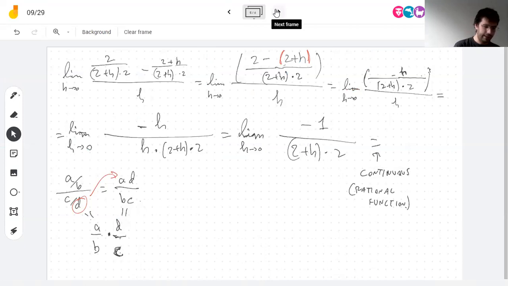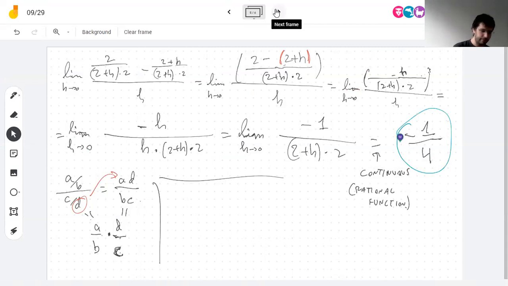I'm almost done. I have this rational function where I can plug in, and I can plug in 0, which makes me very happy because that tends to be easier than plugging in 2. And I get negative 1/4. So that's the answer. I'm pretty sure we did it correctly.